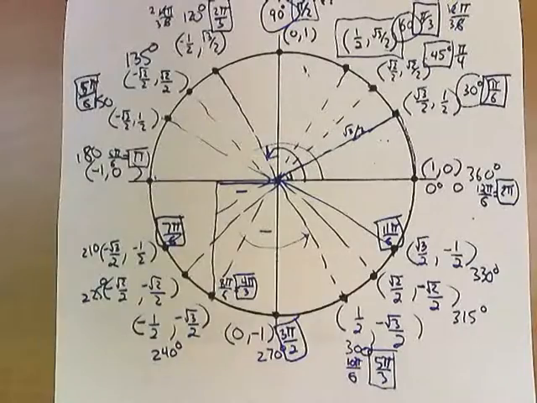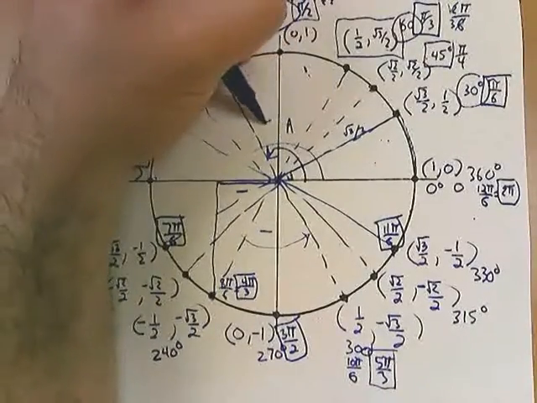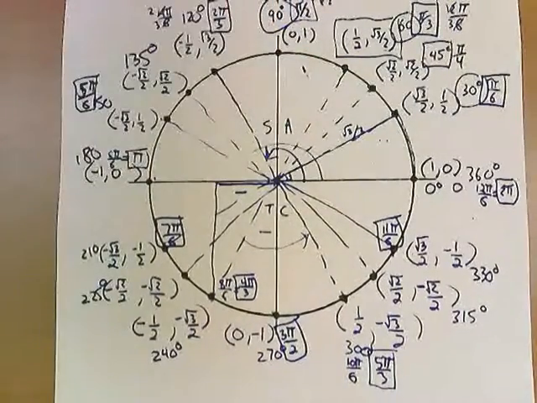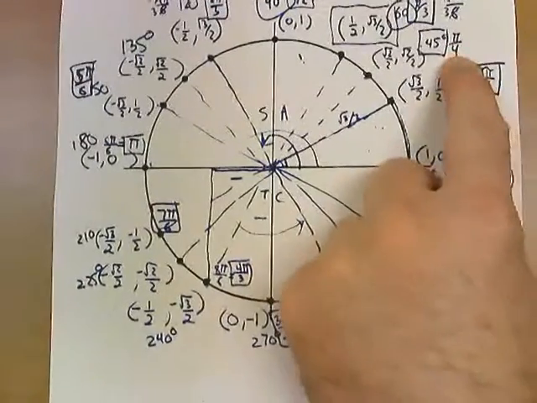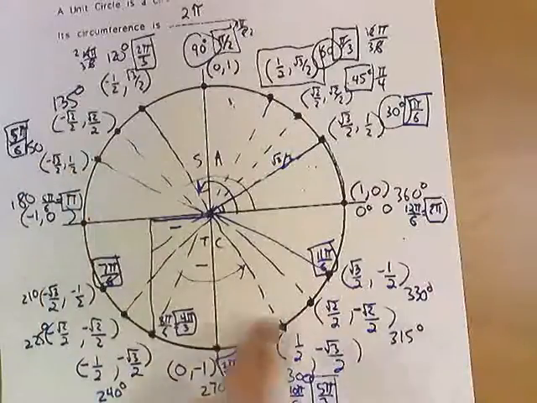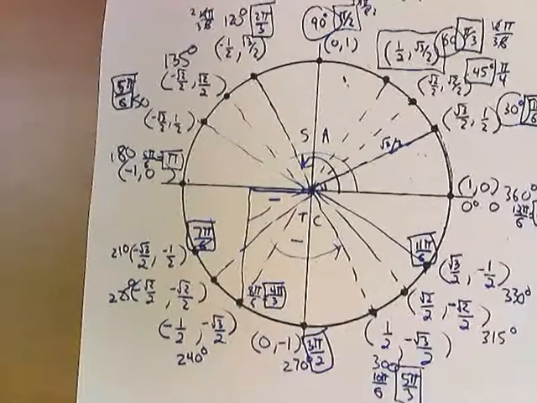Some teachers also add in ASTC. That's not a bad thing to have also. So there you go. You finish that up. Add in the tangents. Add in the pi over 4 increments all the way around the circle, and we'll start using it.